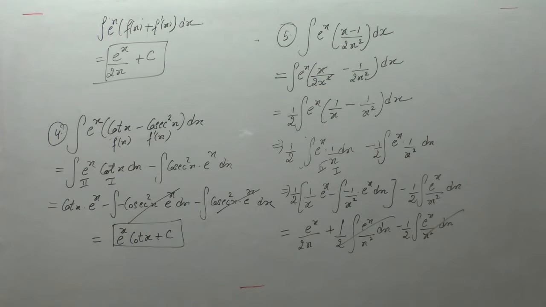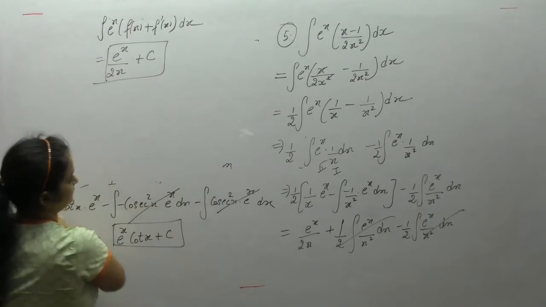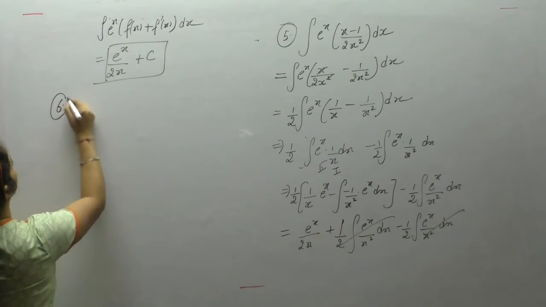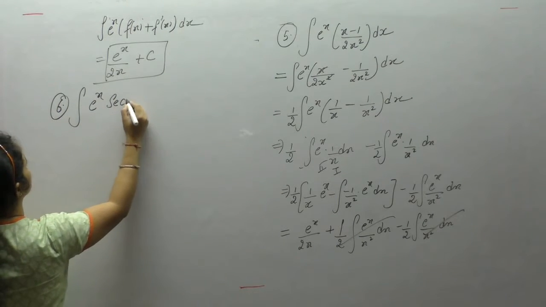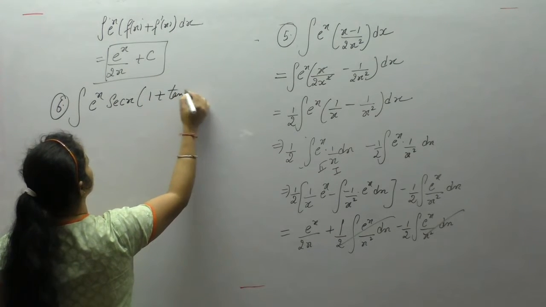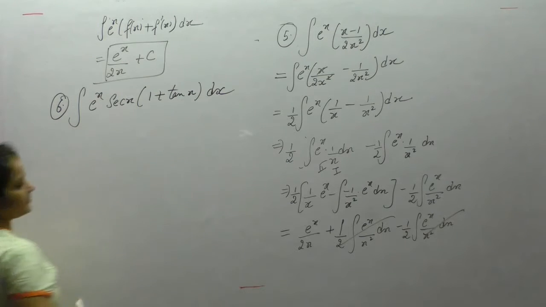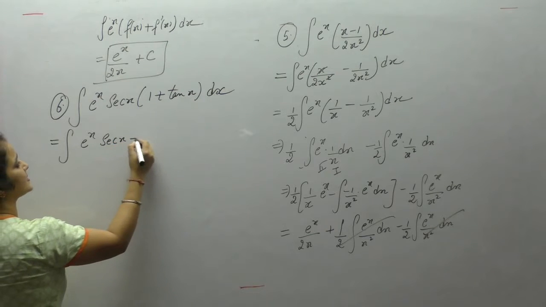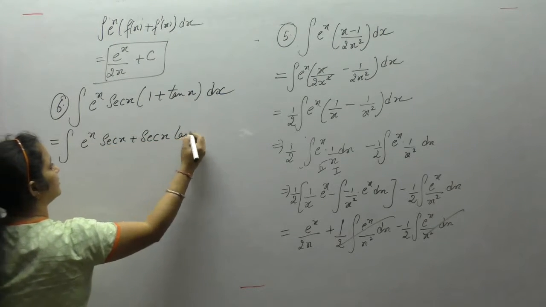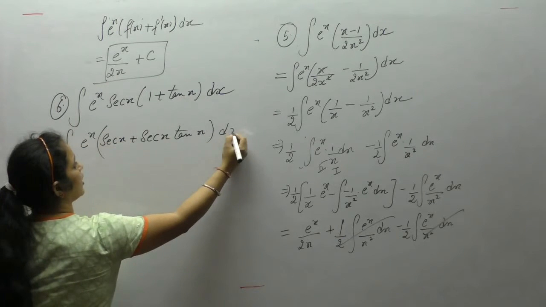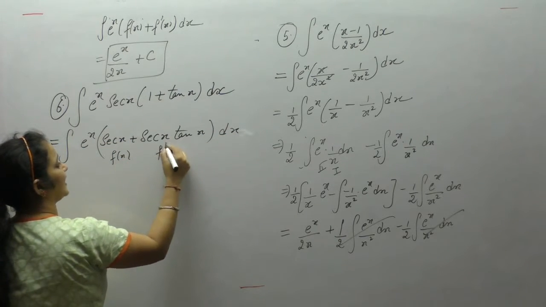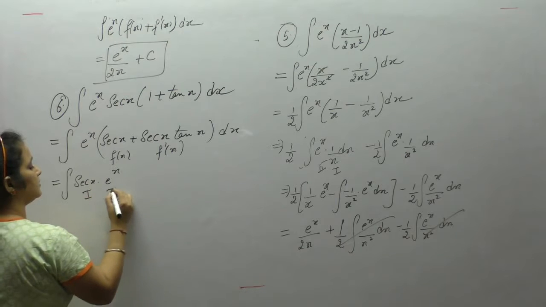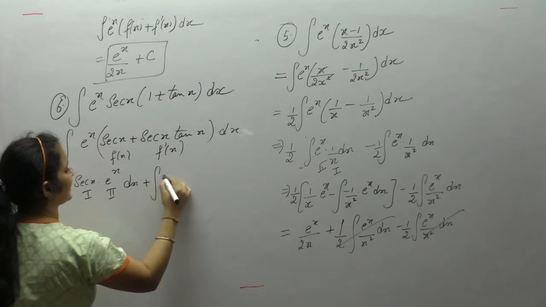Now next is integral of e^x sec x into (1 plus tan x) dx. e^x into (sec x plus sec x tan x). Now derivative of sec x is sec x tan x. Sec x into e^x plus sec x tan x e^x dx.